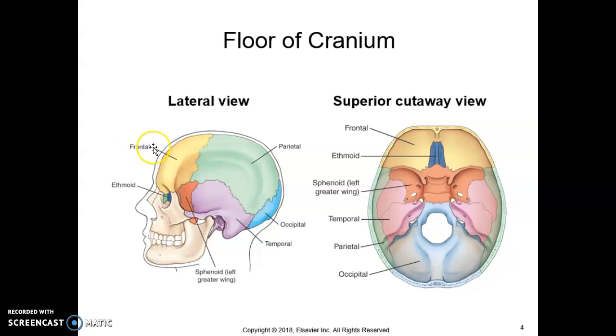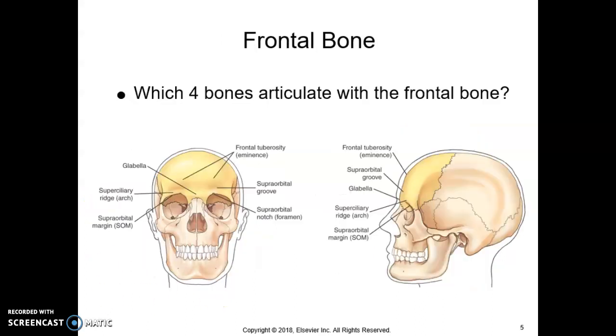So the frontal bone, right, articulates with parietal, sphenoid, ethmoid, etc. So get used to that. So that's the very next question here. Which 4 bones articulate with the frontal bone? Again, the right and left parietal, right, the sphenoid, and then the ethmoid. So those are at least the ones that are specific to the skull.